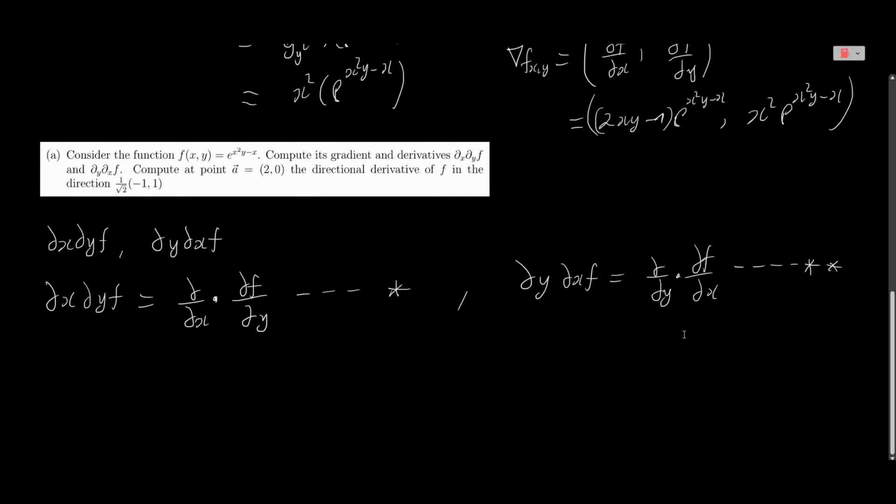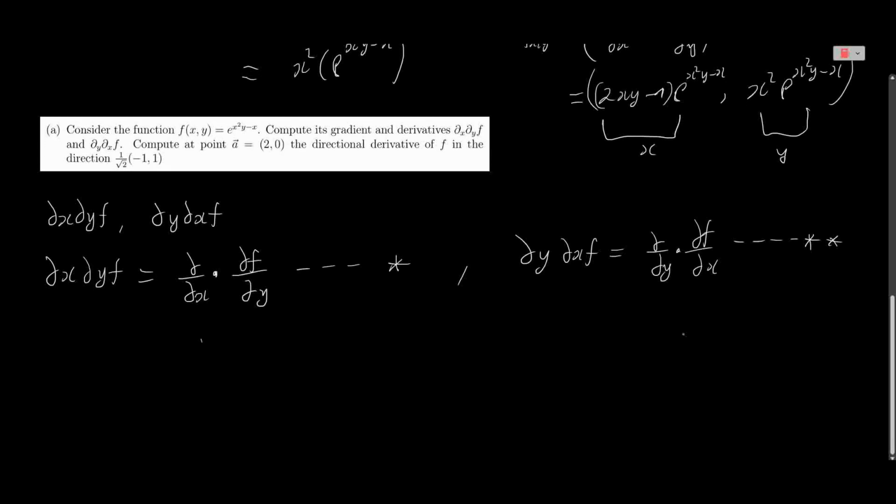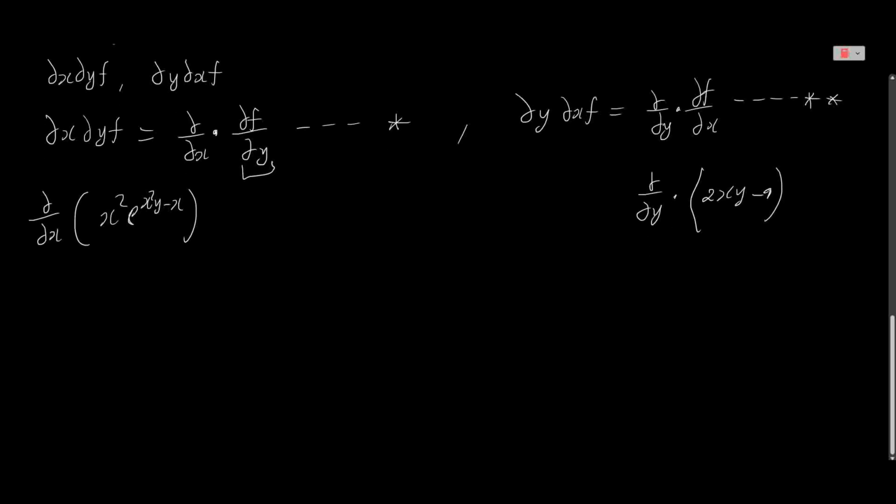Now once we have these two, this is in terms of x and this is in terms of y, you simply substitute them in our equation. Substituting it here, this will be the same as the partial derivative with respect to x. We saw that this was x squared e raised to the power x squared y minus x, and that the derivative of our function f with respect to x was 2xy minus 1. So that's all we need to solve this.